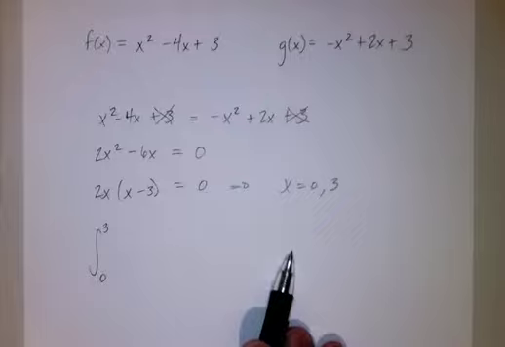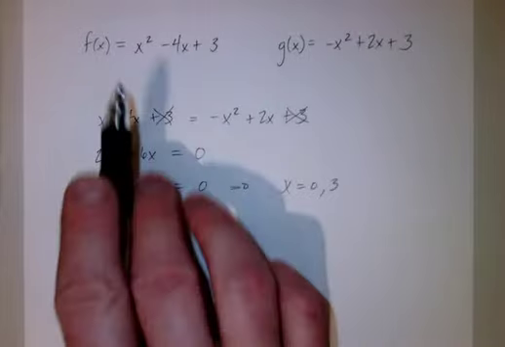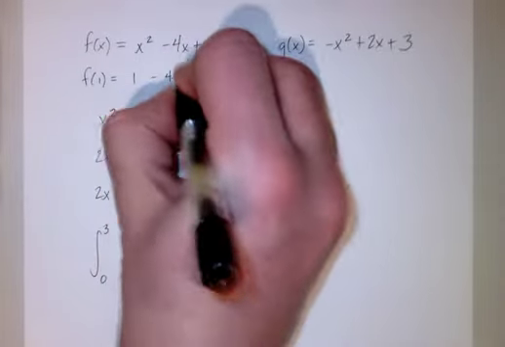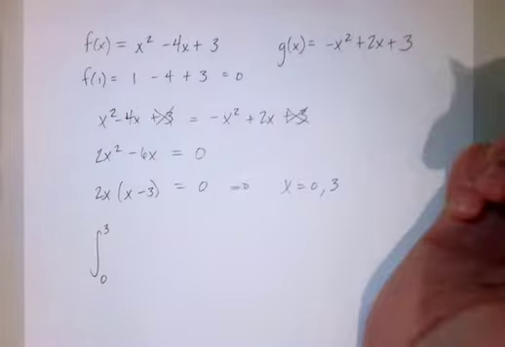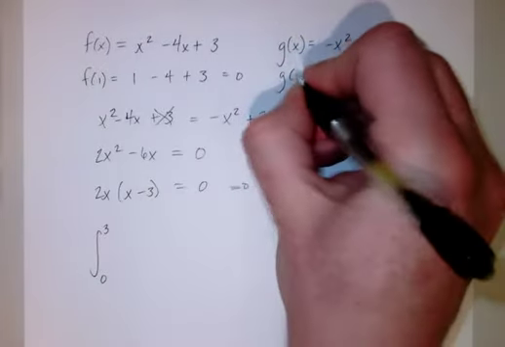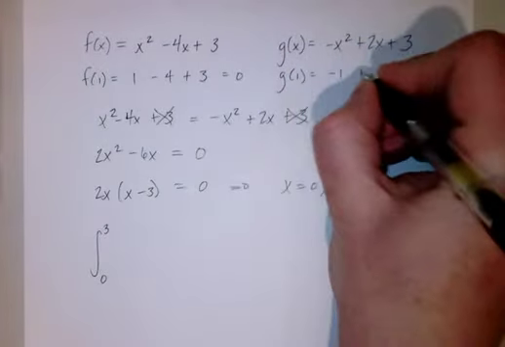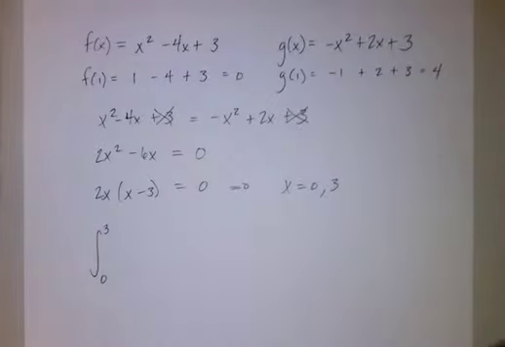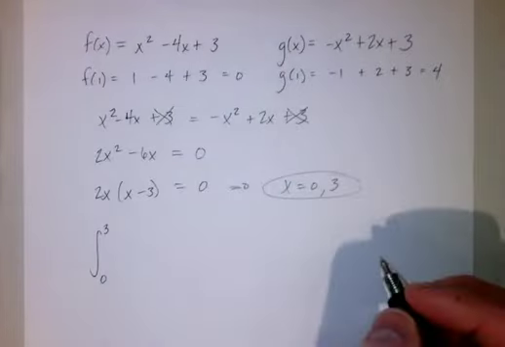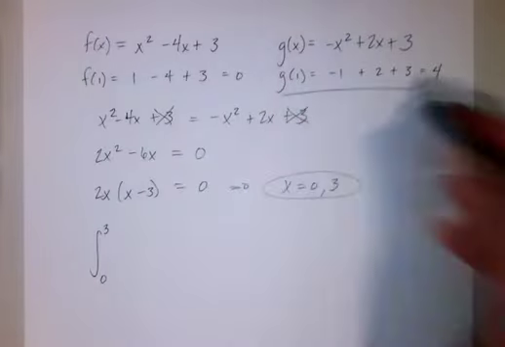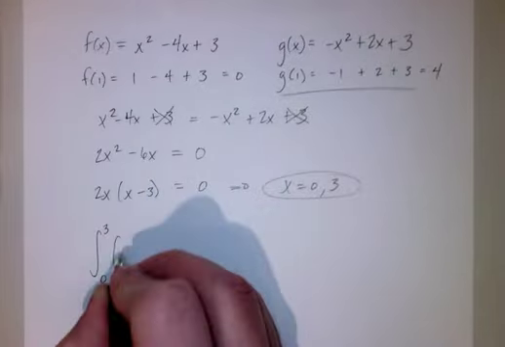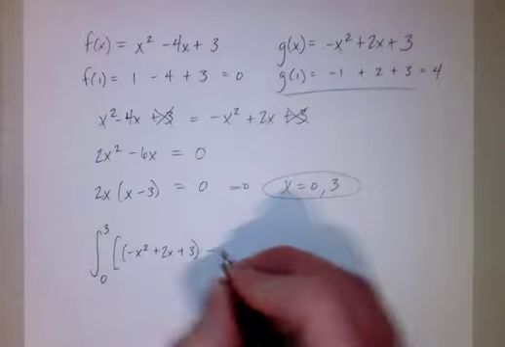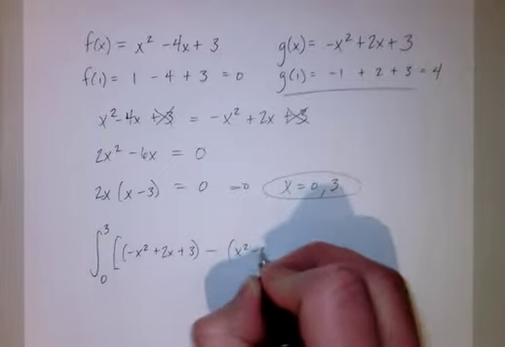Sure, pick a representative value. Take 1. And if I go ahead and evaluate f of 1, that's 1 minus 4 plus 3, and that's, what, 0? Okay. How about g of 1? Well, g of 1 is negative 1 plus 2 plus 3, and that's going to be 4. So we see that a representative value on this interval gives me a greater value for g of x. Okay. And so let's go ahead and put g of x in here first, and then subtract f of x.